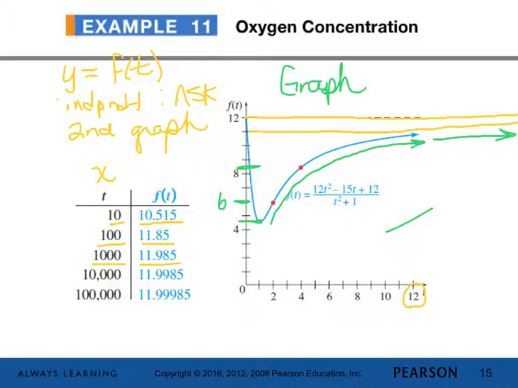But that took 20 years, folks. And then after 10,000 weeks, it's at 11.9985. And after 100,000 weeks, it's at 11.99985. So it's approaching the number 12. But it's never going to get there. It doesn't matter how many zeros we string on over here, it's never going to get there. And you can prove that to yourself by using your calculator.